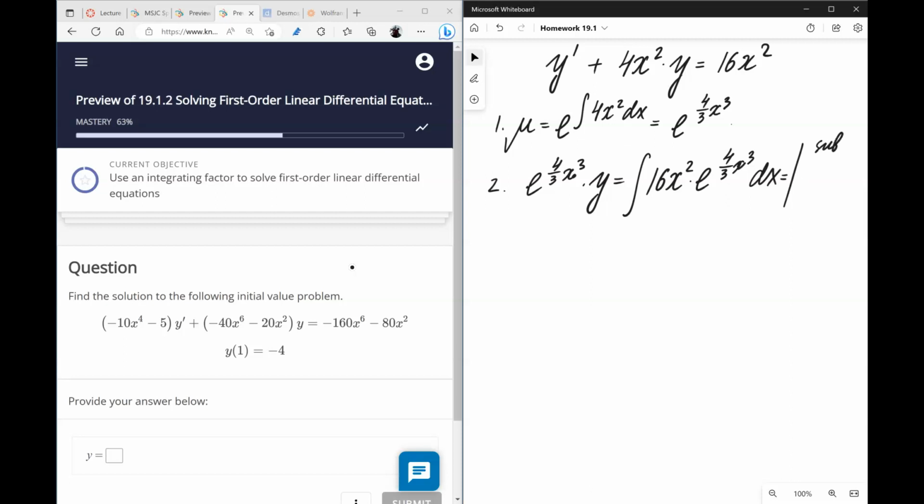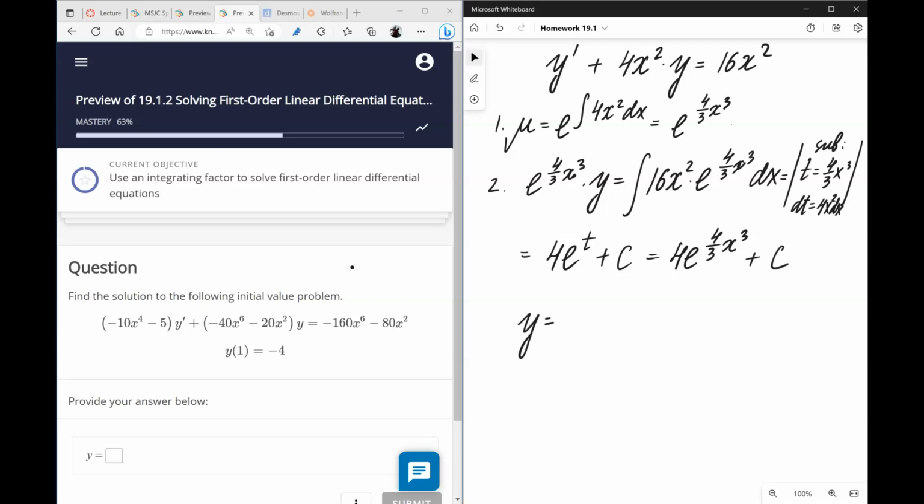We can do this substitution, and I can let you check my work yourself, but here's what we get. And this is usually when mistakes happen, when we skip steps, but let's see. So dt will be equal to 4x squared dx, and we have 4e to the t, so the answer will be 4e to the t plus c, so it's going to be 4e to the power 4/3 x cubed plus c.